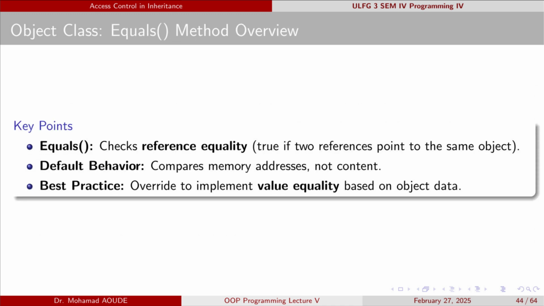By default, Equals compares memory references. But often we want to compare content. For example, two Employee objects with the same ID number. Overriding Equals gives value-based equality. Key rules: check for null, ensure same type, compare key fields, ensure symmetry and transitivity. This makes your objects behave more like real values, not just memory blobs.